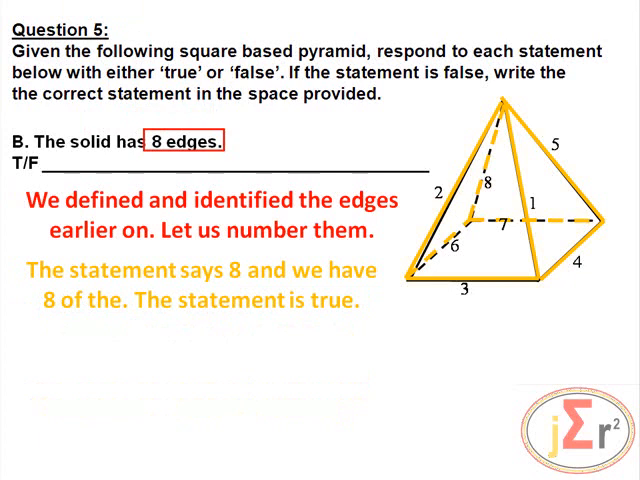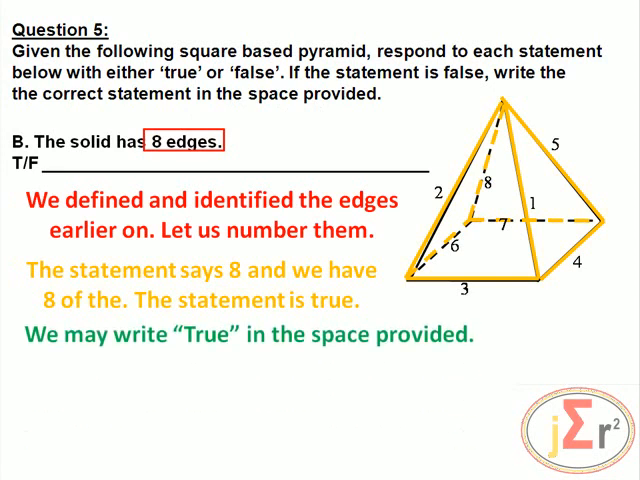The statement says 8, and we have 8 of them. The solid has 8 edges. When we counted them, we got 8. The statement is true. What do we do if the statement is true? If the statement is false, write the correct statement in the space provided. But the statement is true, so we only need to say that it is true, and there's nothing else to do. We may write true in the space provided.